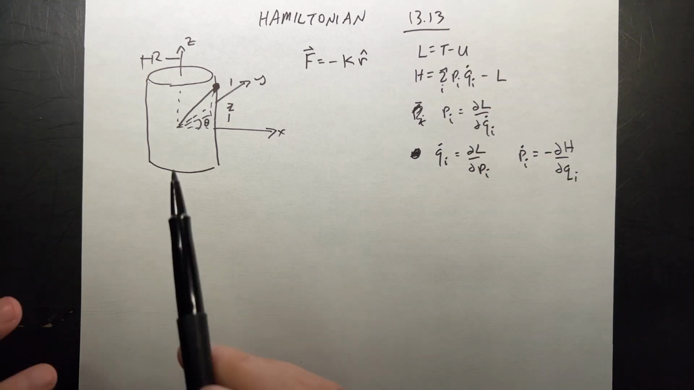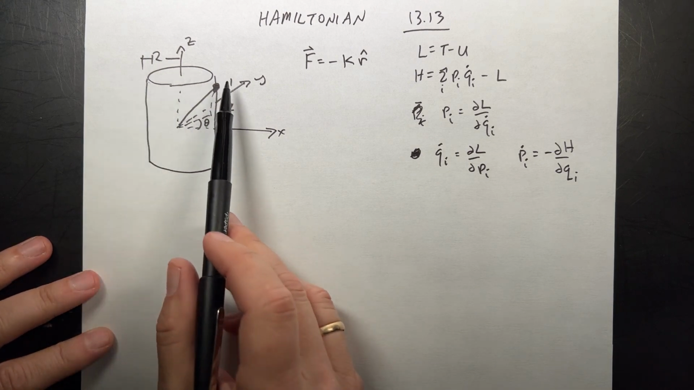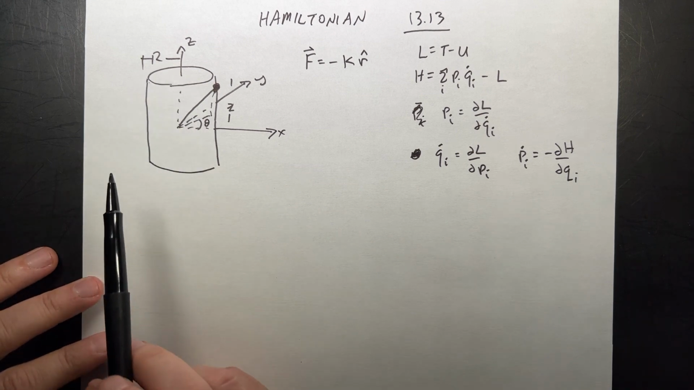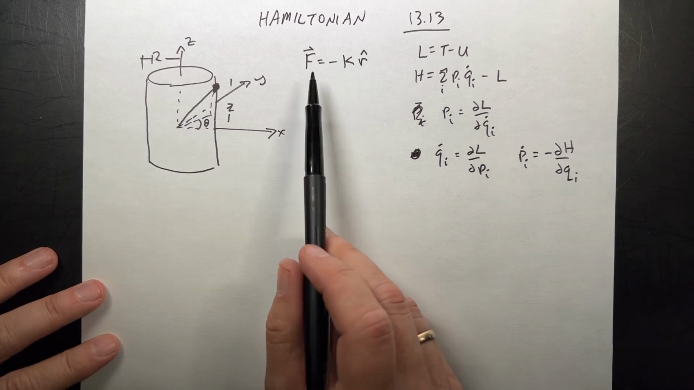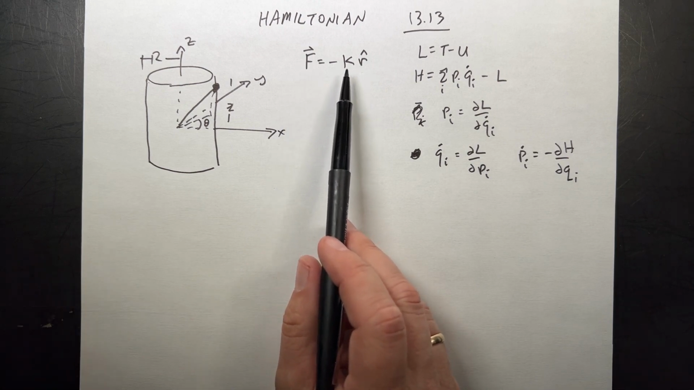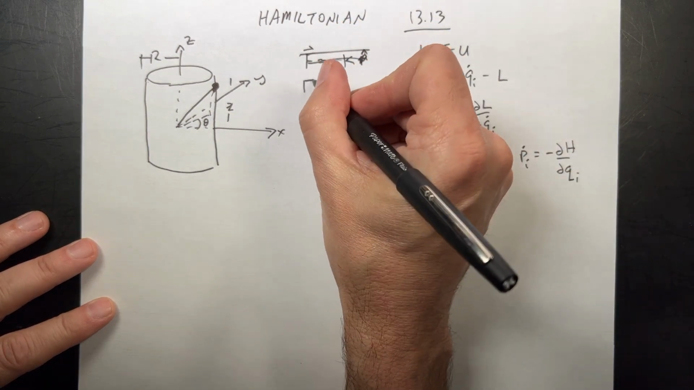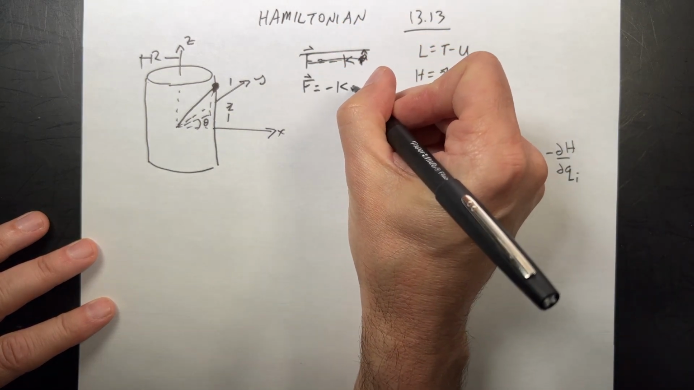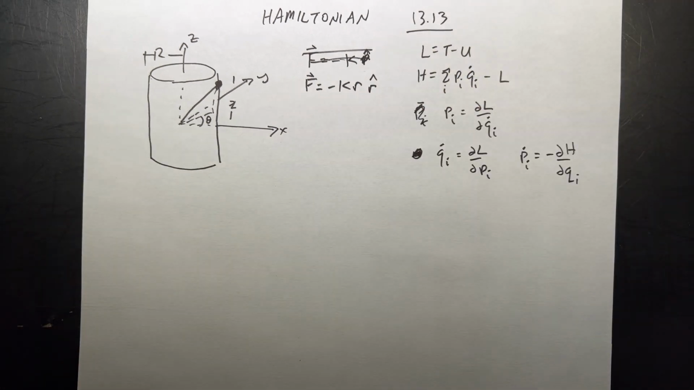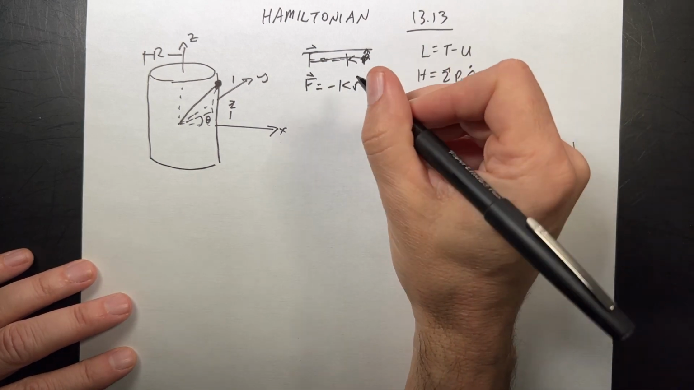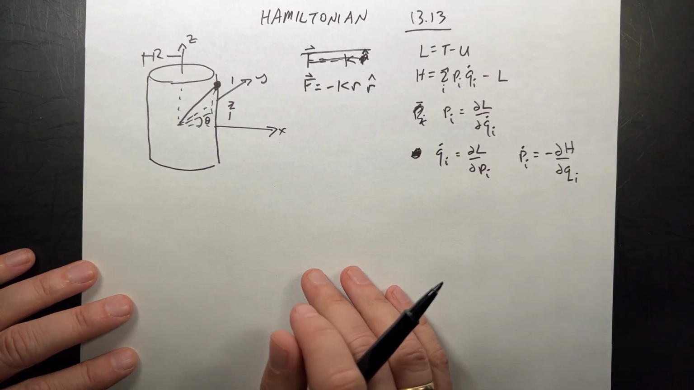So here's the problem. A mass, m, is confined on the surface of a cylinder of radius r. So it has to be on the surface. I don't think it can go up here in the end caps. And it's subjected to a force, F, equal to negative k r hat. So it's in the r hat direction. Now, I just realized I used r twice. It doesn't matter. It's fine.